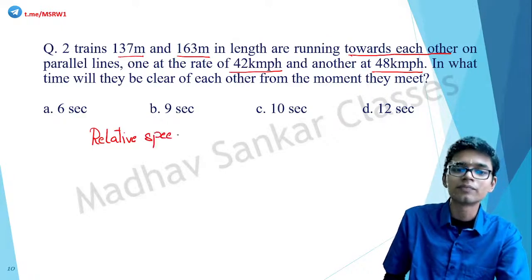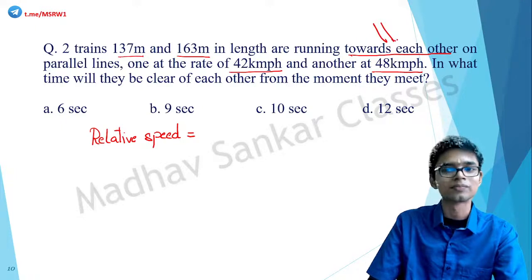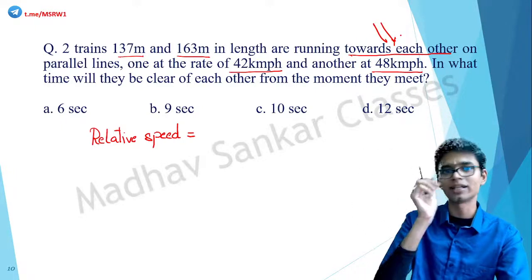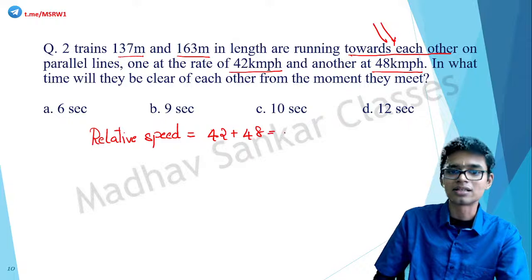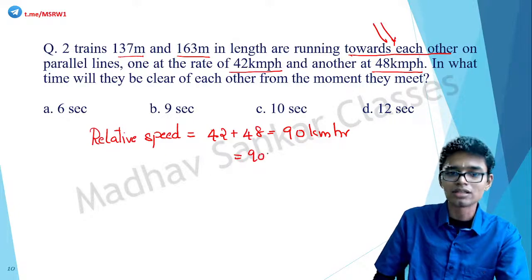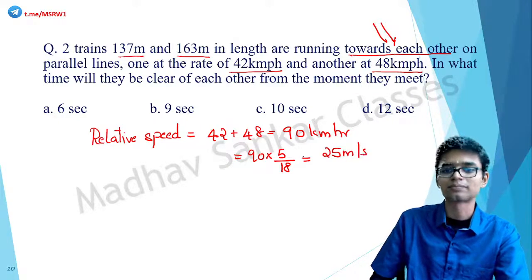What is the relative speed? It says that they are moving towards each other, so that means they are moving in opposite directions. So relative speed means the sum of individual speeds. This is equal to 90 kilometers per hour, correct? Which is equal to 90 into 5 by 18 meters per second. This is equal to 25 meters per second. 90 and 18 completely go for 5.